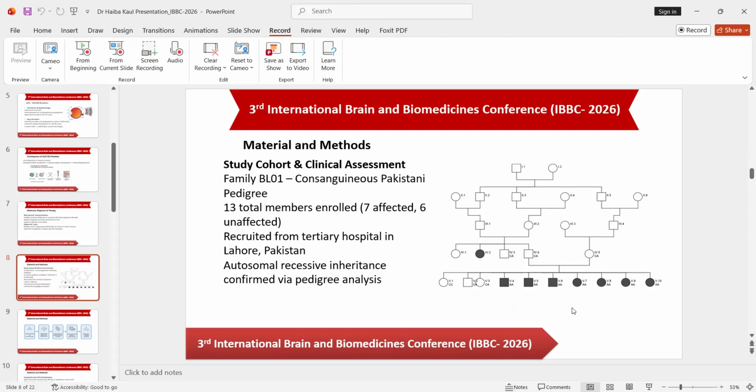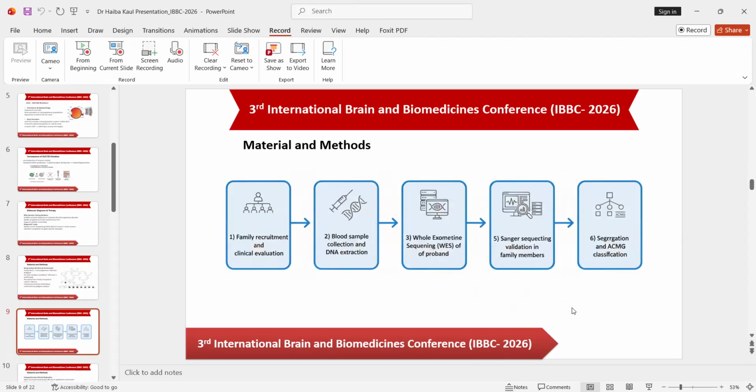After informed consent and recruitment, clinical evaluation was done. Blood sample collection was done, DNA extraction, and then whole exome sequencing was performed on a proband. And when a variant was identified through WES, we performed Sanger sequencing on all identified individuals to check the segregation status, and then the identified variant was classified for its pathogenicity according to ACMG criteria.